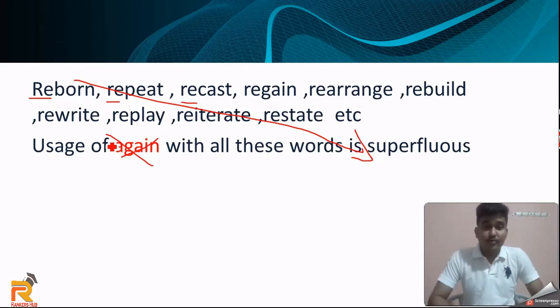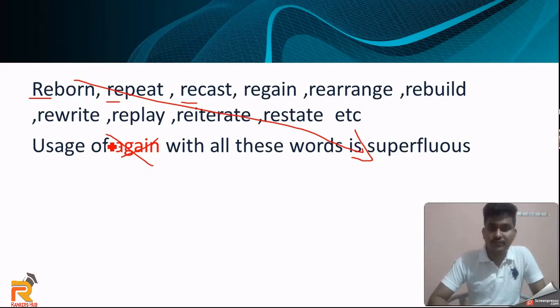So I hope you have learned how to solve errors based on superfluous expressions.